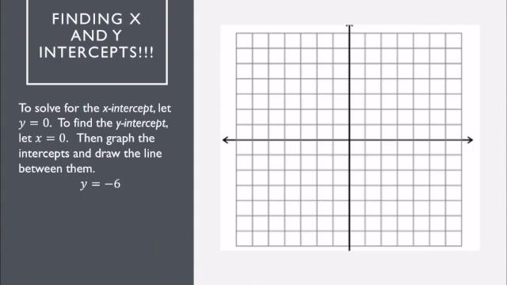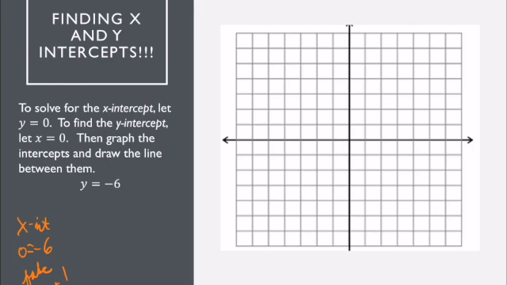Now, what if I have something like y equals negative 6? Well, for my x-intercept, I need to let y equal 0. So if I have 0 equals negative 6, is this a true statement? No, this is false. That means it's never going to happen. So that means there's no x-intercept. How could that be? Well, remember when we had our graph of our line x equals 4, because our vertical line was parallel to the y-axis, it had no y-intercept. This one has no x-intercept because it's parallel to the x-axis.